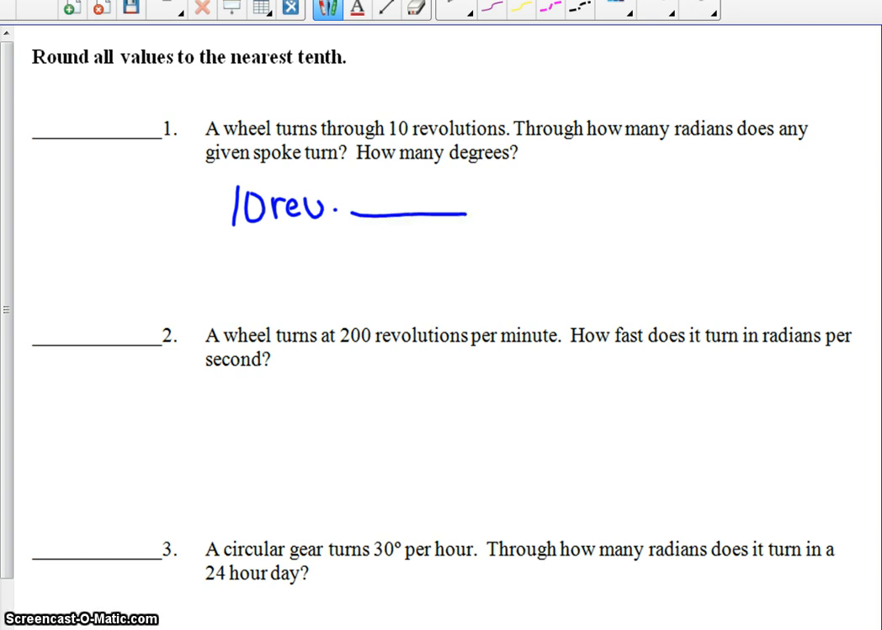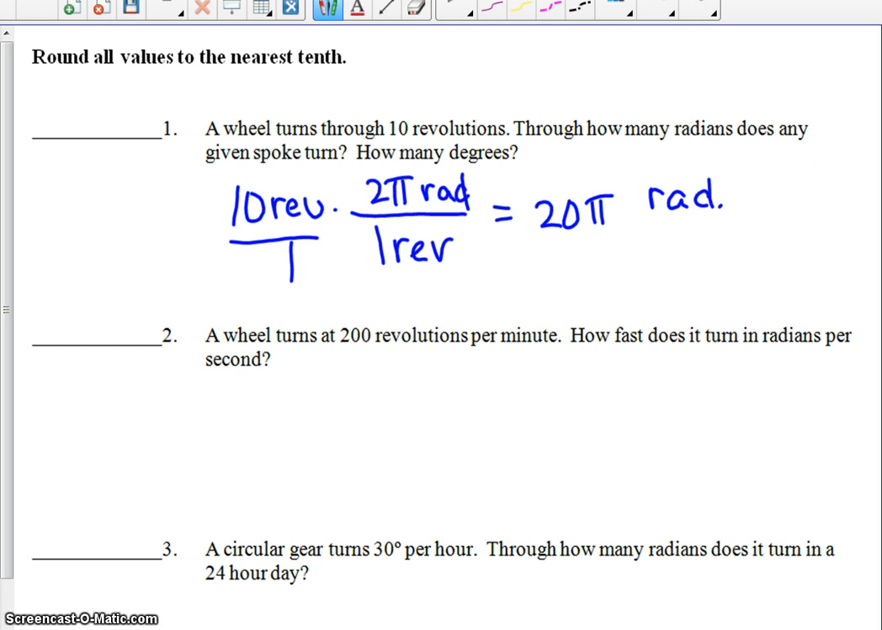So all we need to do is go from revolutions to radians by multiplying by a fraction. We can think of it as 10 revolutions over 1. Radians, well, 1 revolution is 2 pi radians. Is it that easy? Yep, it's that easy. This was that angular displacement we did. So our answer here is 20 pi radians, or you could go 20 times 3.14. I should know that in my head, I'm too tired. 3.14, okay, it's 62.8 radians. Notice how I'm not using pi on my calculator. I'm always using 3.14. I want you to do the same.